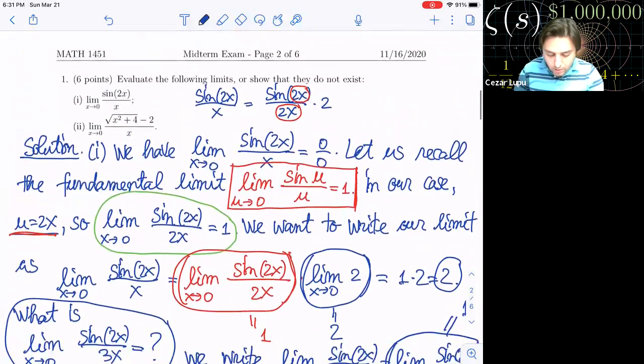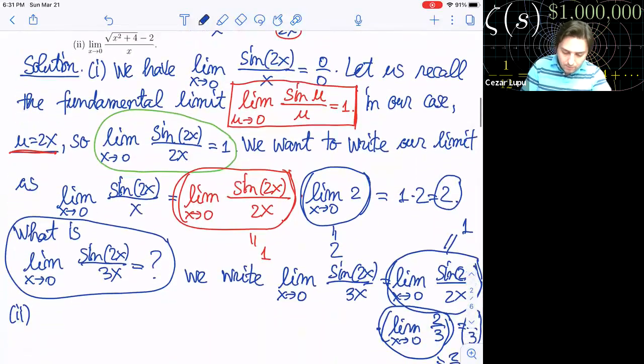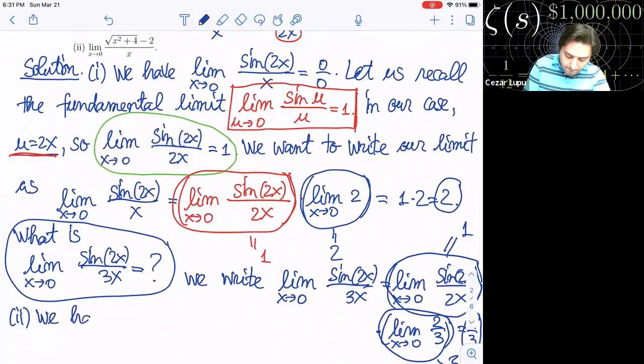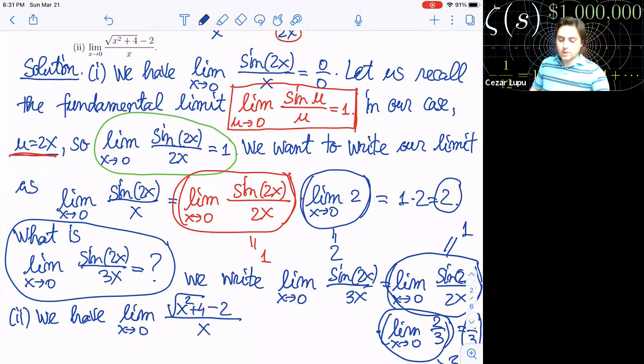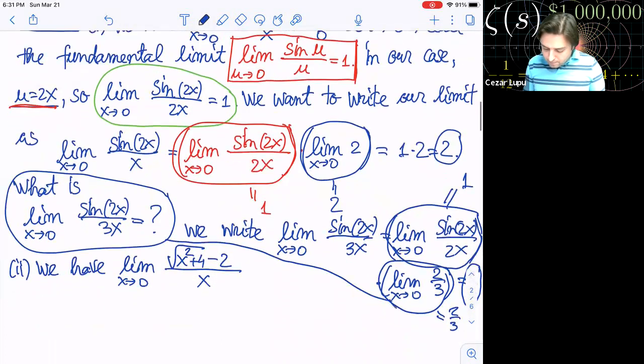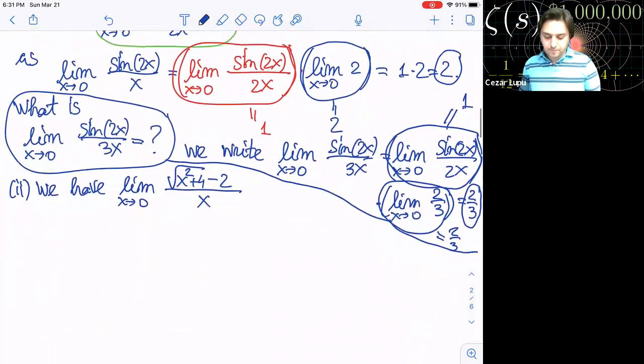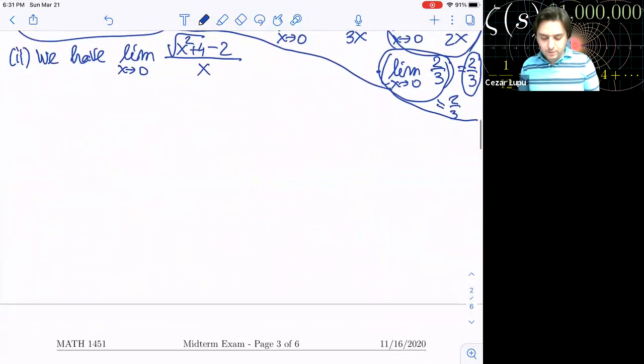What about the second one? Look at it. We have the limit as x approaches 0 of the square root of x squared plus 4, minus 2, over x. What can you tell me about this? Let's look at this guy.